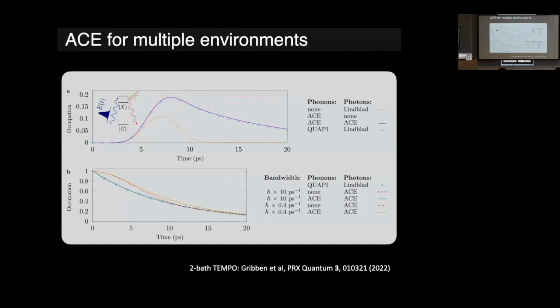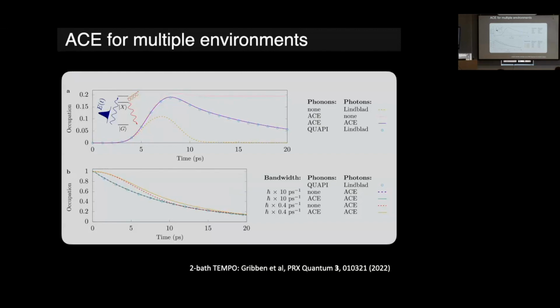The phonons don't really do anything. We can not do the phonons, use ACE for the decay, and we get the same line. We can use ACE for both environments. Everything sits on that exponential decay. So what this shows us is two things. It doesn't care about the phonons at all, and the photon decay is well described by a Lindblad term.